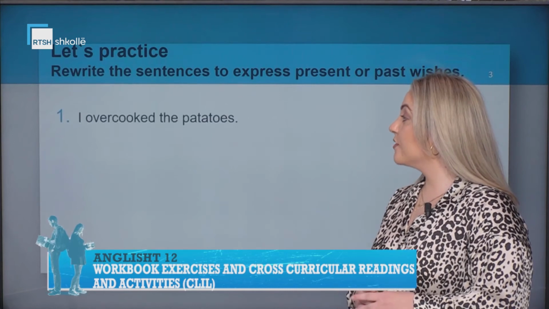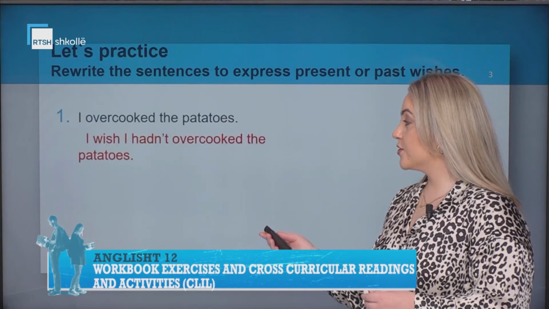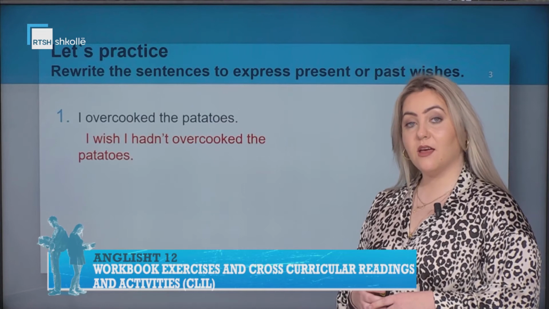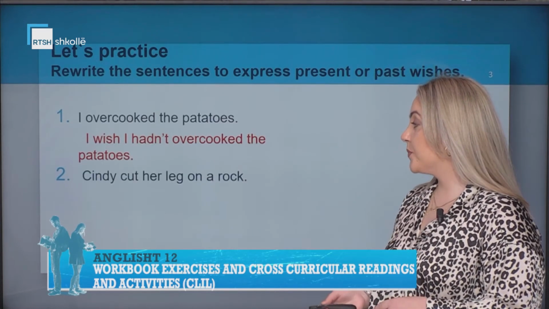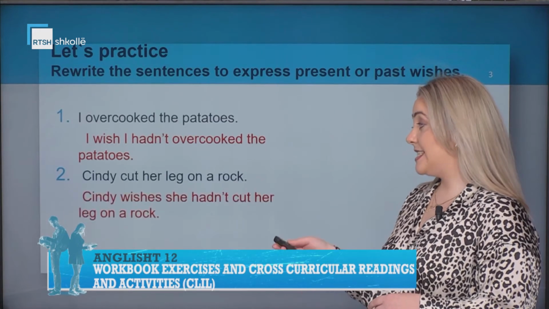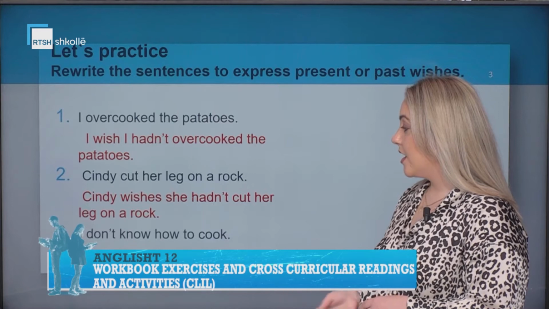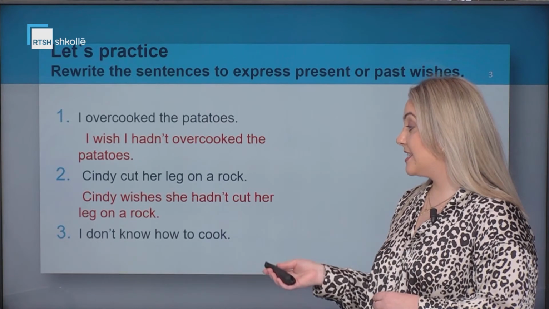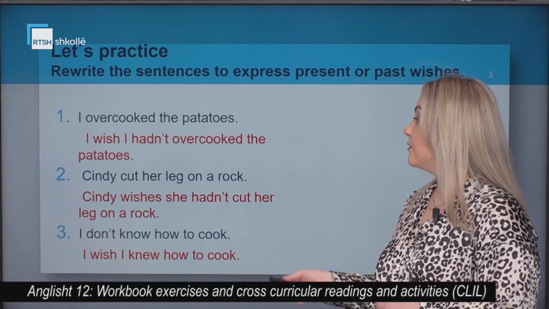I overcooked the potatoes, the first one. So, we transform it into I wish I hadn't overcooked the potatoes. The second one. Cindy cut her leg on a rock. Let's see. Cindy wishes she hadn't cut her leg on a rock. The third one. I don't know how to cook. Let's see the correct transformation. I wish I knew how to cook.